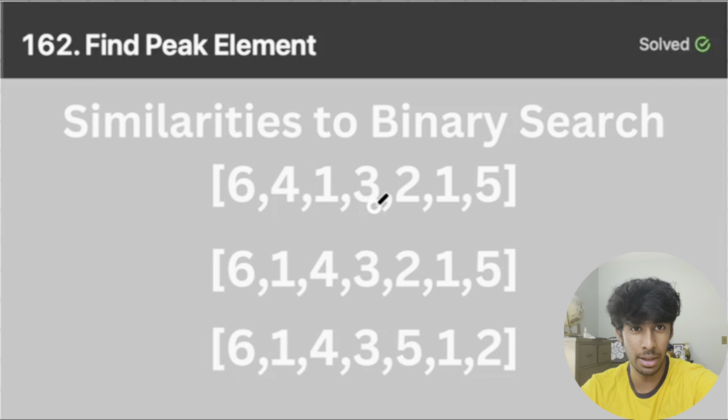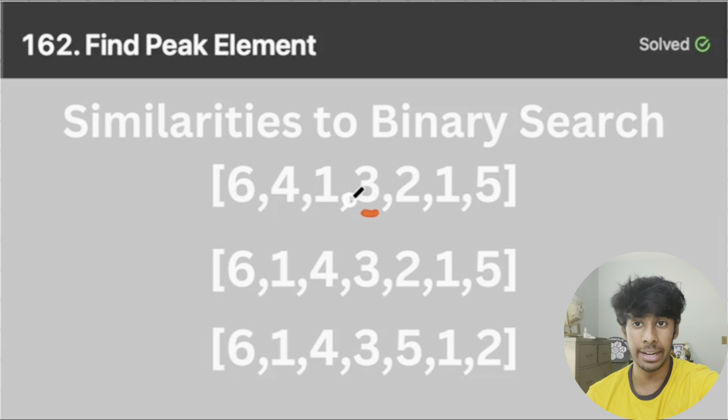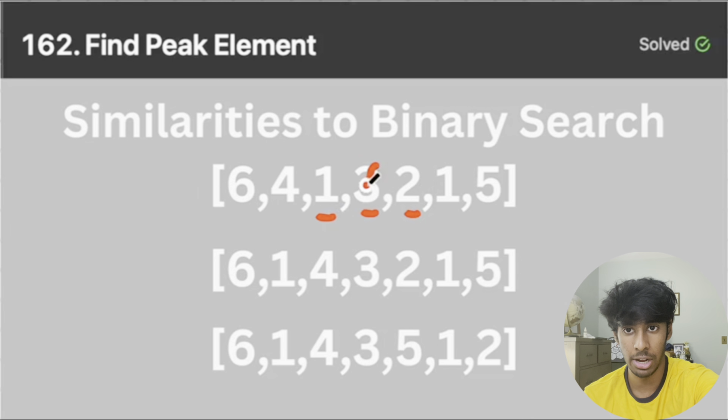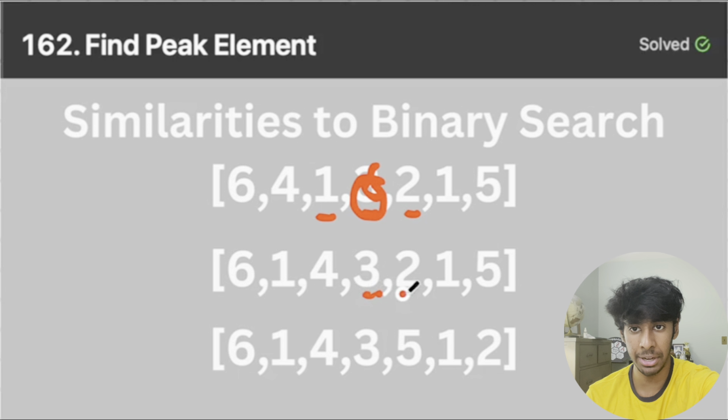First, we're going to check the middle element. And whenever we check an element, one of 3 things can happen. Either it is bigger than both its left neighbor and its right neighbor, in which case the element itself is a peak element. So we could stop right there. We already found a peak element, which is 3. Another thing that can happen is the element is bigger than one of its neighbors, so 3 is bigger than 2, but it's smaller than the other neighbor.